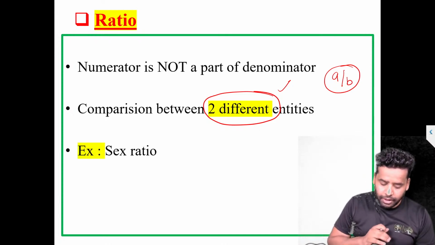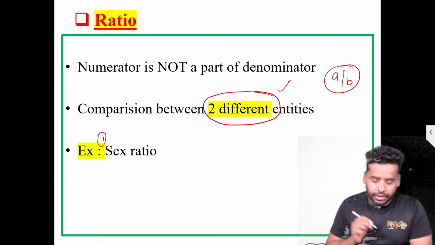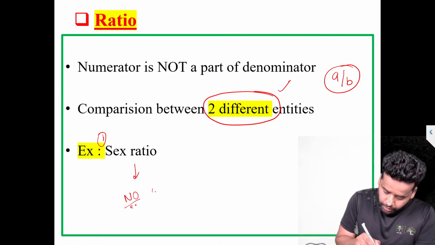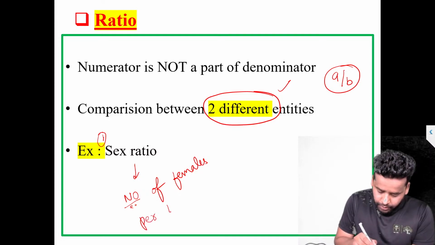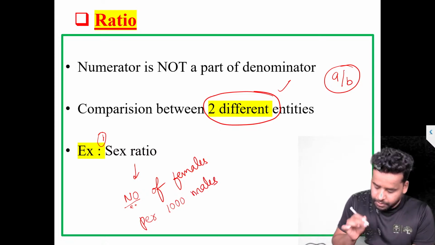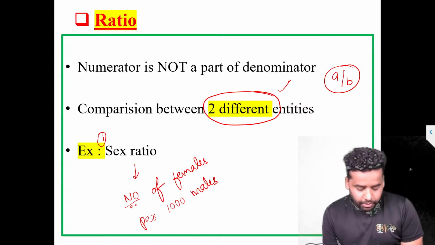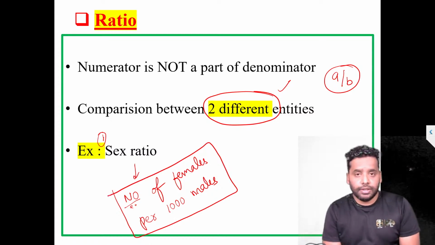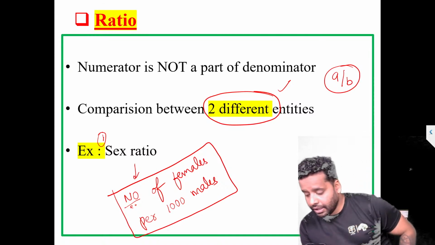Give me some examples for ratio. Number one, sex ratio. Yes, good. What you're telling is correct. Sex ratio: number of females per 1000 males. Write down this definition. Two different entities. Number of females per 1000 males. Later we'll be discussing what is the sex ratio for the country when I discuss the demography chapter. Here my purpose is just to tell the examples.